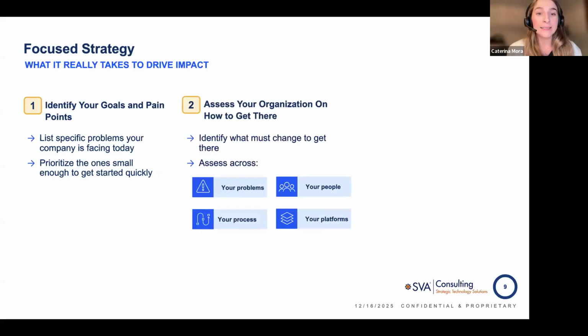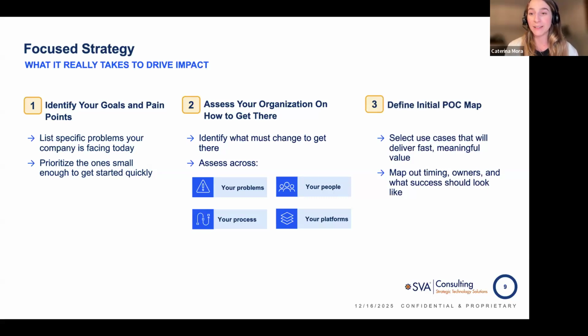The second step is to assess your organization on how to get there. We are trying to build a roadmap to chase that POC, and we recommend you assess across your problems, your people, your processes, and your platforms. And the third step is to define the initial POC map. Again, we're not trying to boil the ocean and try to come up with as many pain points and many use cases to try out as we can. We need to pick one small but high value project that we want to chase down.